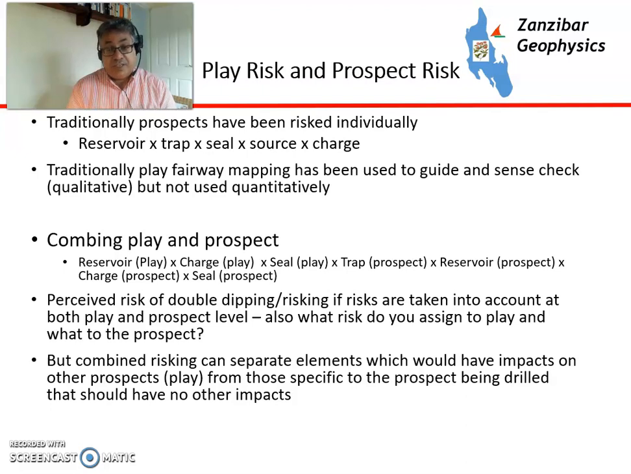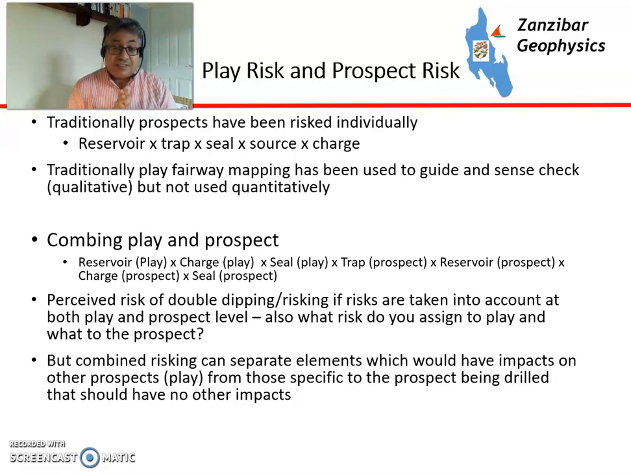The other way of doing it is when you combine the play and prospect. Now this can go down a bit of a rabbit hole because it can induce complexity and the possibility of double risking. In this case, you have reservoir risk for play, charge risk for play, seal risk for play, trap risk for prospects because that's prospect specific, times a reservoir risk for prospects, so that's a modifier to your play risk. So if the play risk is very high, but you've got some ambiguities locally, you'd put that into a prospect. Then your charge risk for a prospect, then your local seal risk for a prospect.